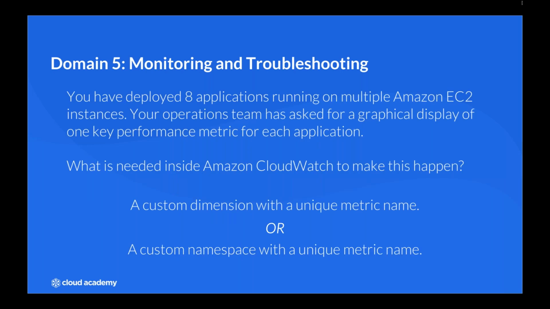So here's another type of question. You've deployed 8 applications running on multiple Amazon EC2 instances. Your operations team has asked for a graphical display with one key performance metric for each application. What's needed inside CloudWatch to make this happen? And here I give you a choice. It could be either a custom dimension with a unique metric name or a custom namespace with a unique metric name.